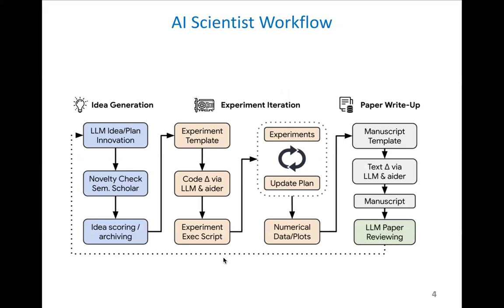Here's the workflow that I just explained in pictures. The first column is the idea generation phase, where the ideas are generated, then they are checked against other papers through a search in Semantic Scholar, and then the idea is scored according to several metrics, like how much novelty there is, a score on the novelty of the idea, or how interesting it is, or how feasible it is, etc.